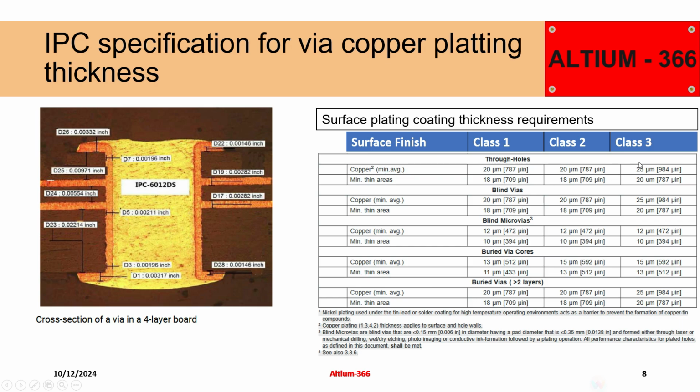So copper minimum average for class 3 is 25 micrometer, and minimum thin area is 20 micrometer. Which means that wherever the thin area is there, 20 micrometer is allowed. So these are the minimum requirements, not the maximum, keep in mind. Here you have 19.6 micrometer, here 21.1 micrometer, and 19.6 micrometer. Here they are mentioned in inches, but you can convert from inch to micrometer. The others are blind vias, micro vias, and buried vias, so that you can have a look. But today I'm only talking about the through holes.